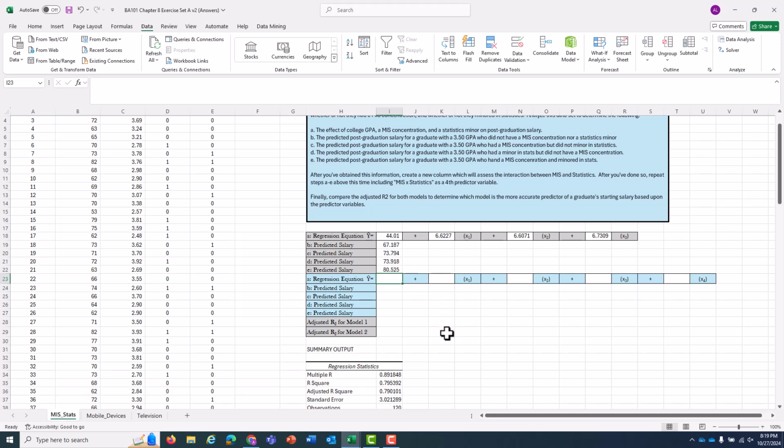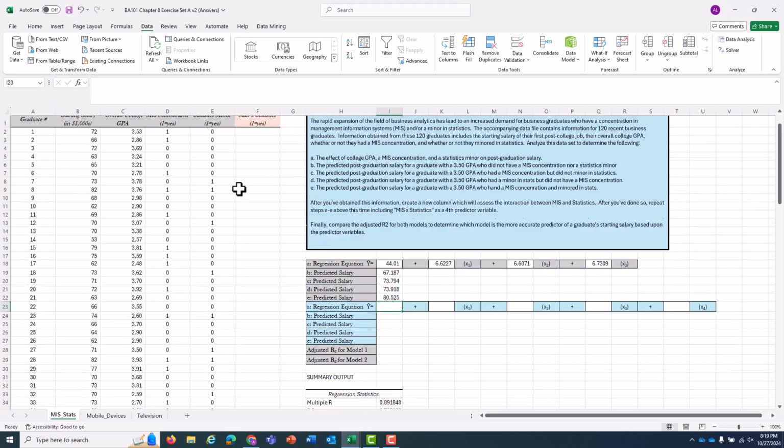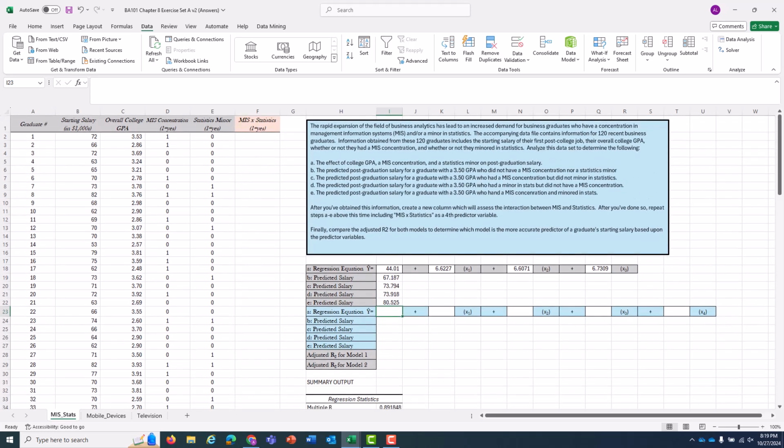But are we underselling the importance of having both of them? Is that the best scenario? What if we have an interaction variable in this case that is going to give a little added bonus to someone who has both MIS and stats? Well, to do an interaction variable, all you do is you multiply one by the other. And it's really easy in this case because they're both binary. So unless it's 1 and 1, you're going to get a return of 0.